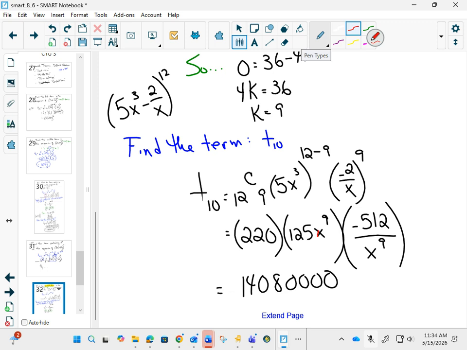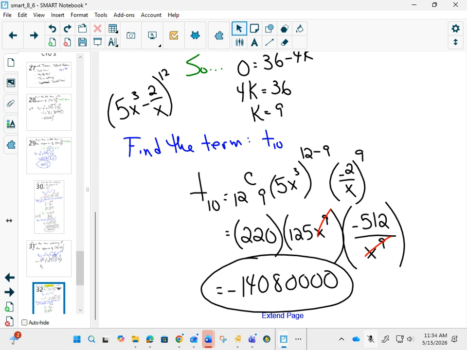And then do you see that your x to the 9s would just go away? You have x to the 9 in your numerator, x to the 9 in your denominator. And so your final answer has no x's. That is what makes it a constant term.